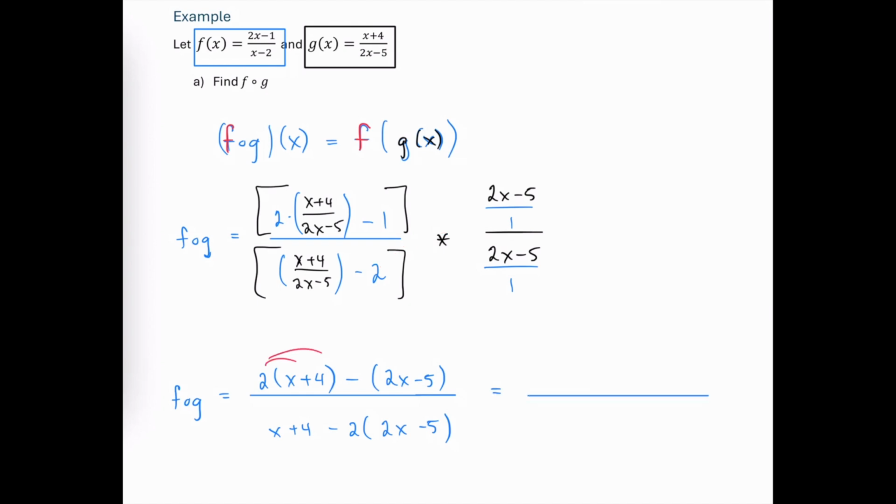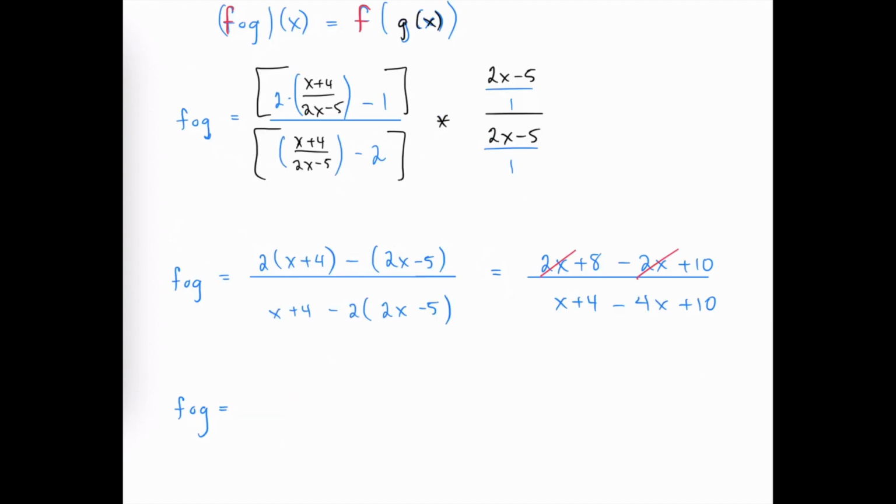So we'll distribute in the 2 to get 2x plus 8. Now let's distribute in the negative to get minus 2x plus 10. We'll copy paste the x plus 4 because nothing was to be distributed in there. And then we'll distribute in the negative 2 to get minus 4x plus 10. So we have plus 2x and minus 2x, which cancel out. And 8 plus 10 is 18 in the numerator. In the denominator, we have x minus 4x, which is negative 3x. And then 4 plus 10, which is 14. And so this is our simplified version of the composite function f composed with g.